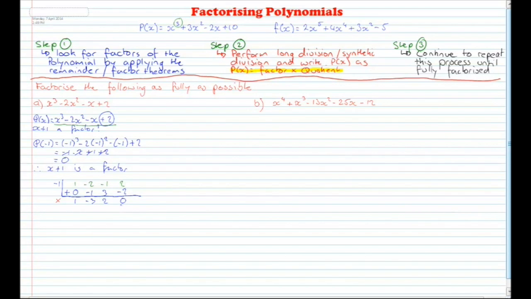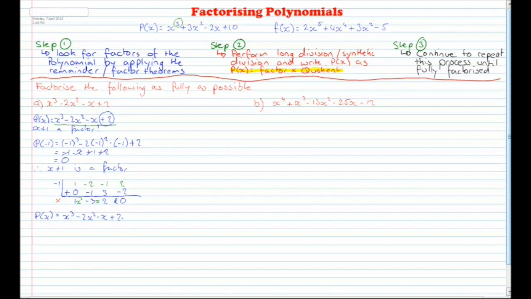Now this is good because you always want to get a 0 at the end, because that is our remainder. And what the rest of it is, well, that's our constant here. This here is our x, and this is our x squared. So it always just increases by a power of 1 for the x as you go along. So what I can now write out is p of x was originally equal to x to the power of 3 minus 2x squared minus x plus 2.